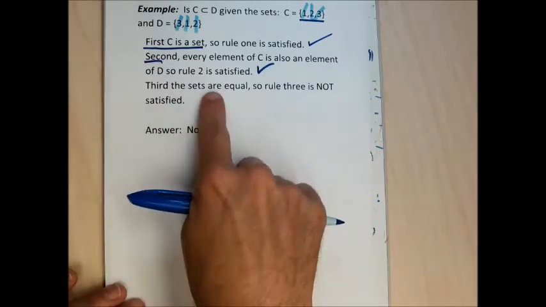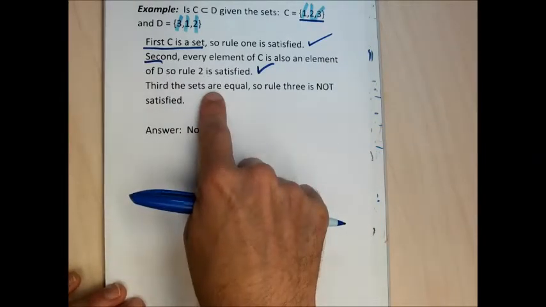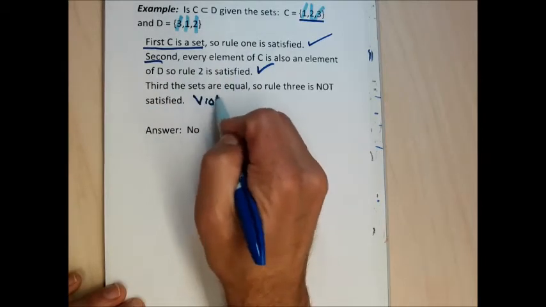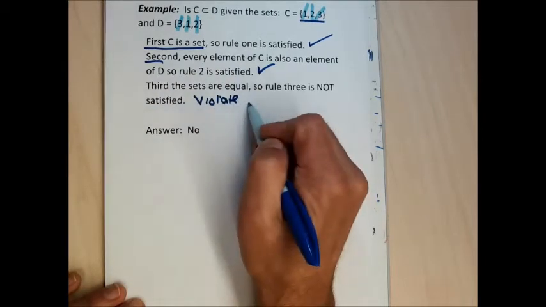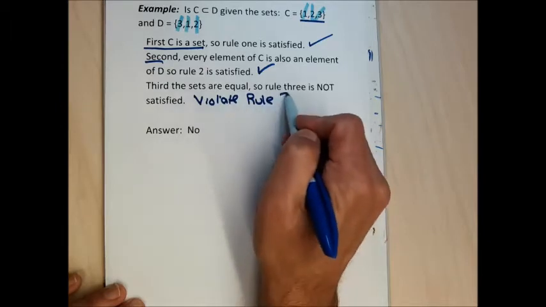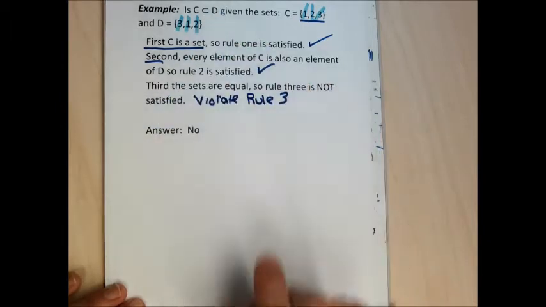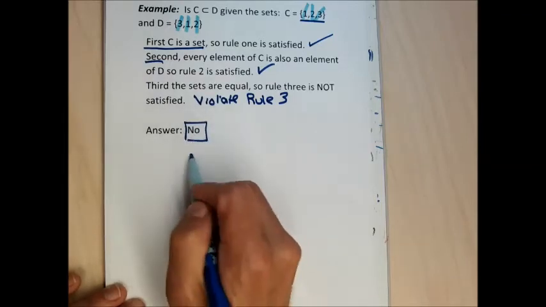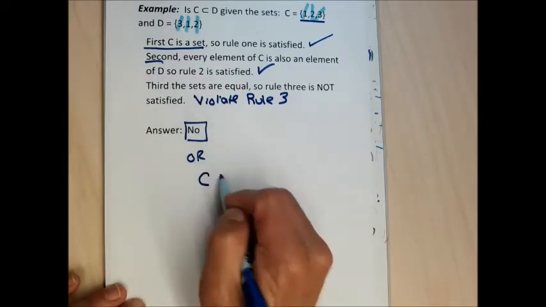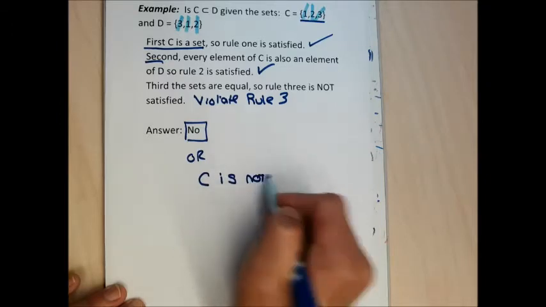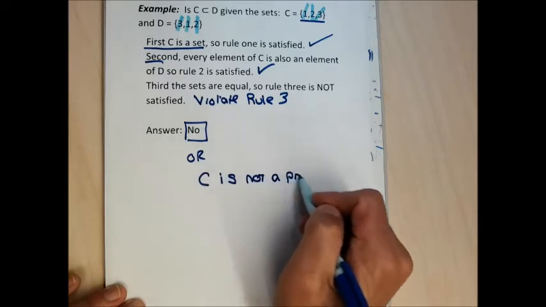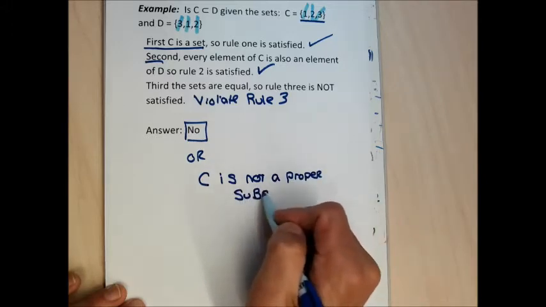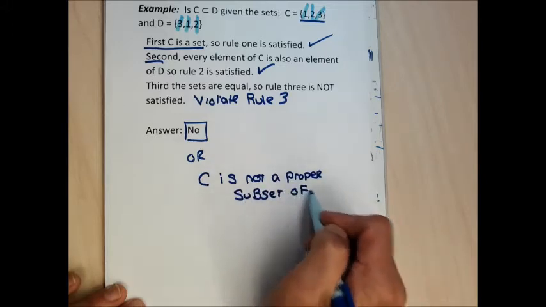Third, are the sets equal? They're not allowed to be equal. Because these sets are equal, we're going to violate rule 3 because the sets can't be equal. So that means C is not a proper subset of D. My answer to this can either be no, or I can say C is not a proper subset of D.